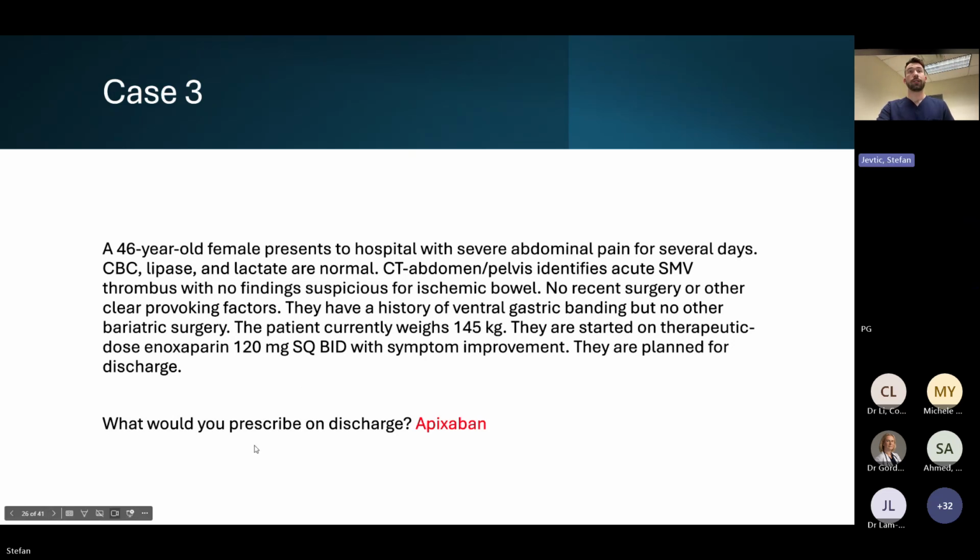Any questions about that case? So most practitioners said to continue the Inox. Has anyone been convinced to consider a DOAC in these patients? More comfortable now?